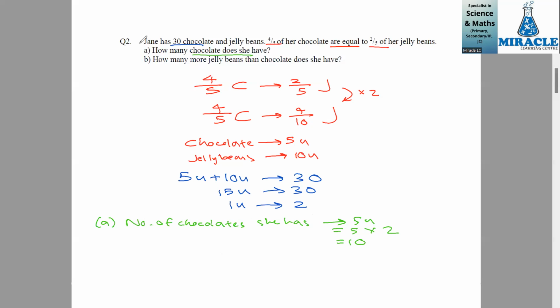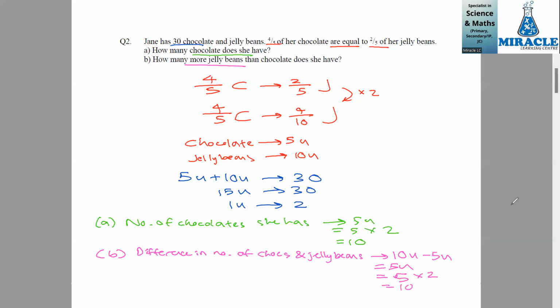Now for part B. How many more jelly beans than chocolates does she have? So, the difference in number of chocolates and jelly beans. And this is their difference in units. So 10 units minus 5 units, which gives us 5 units. And 5 units represents 5 times 2, which gives us 10.